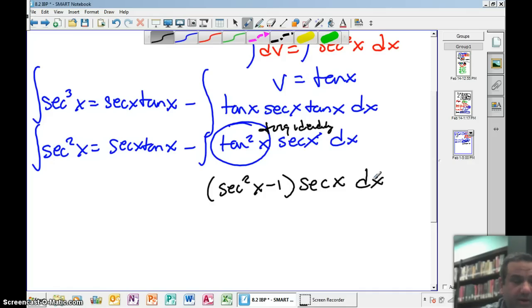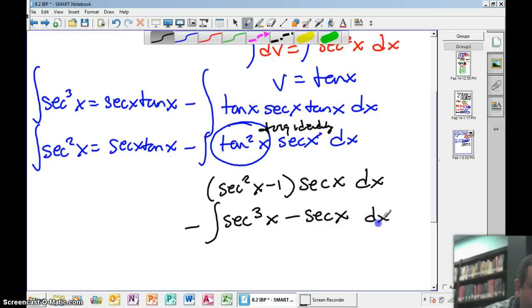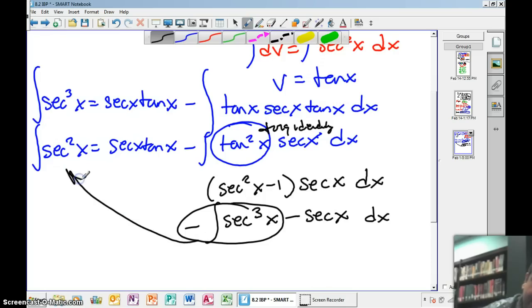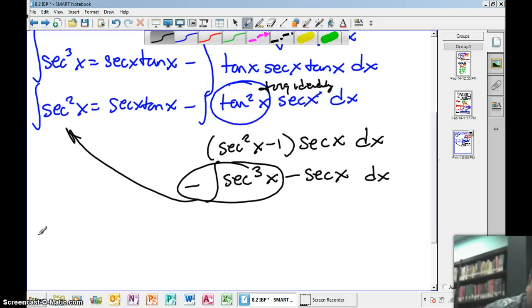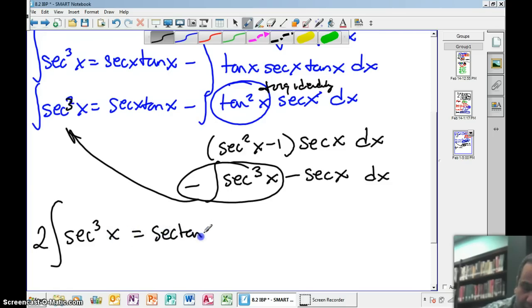So now this is going to be really the same as negative integral of secant cubed of x minus secant of x dx. Well, wait a minute. If I'm right, what I can do with this guy is something a little crazy. I can add this to that side. There's a big equation. So I get the following. 2 secant cubed. Yeah, I wrote this wrong. That's a cube. The integral of secant cubed x equals secant x tangent x.